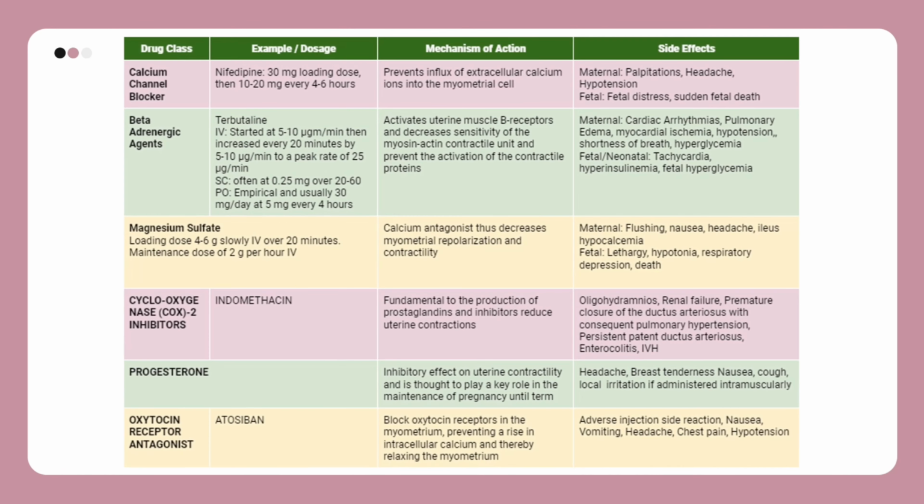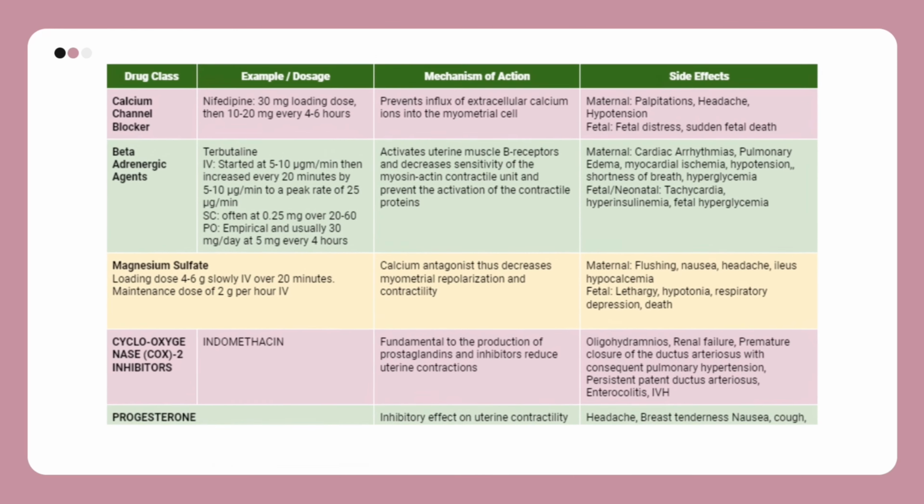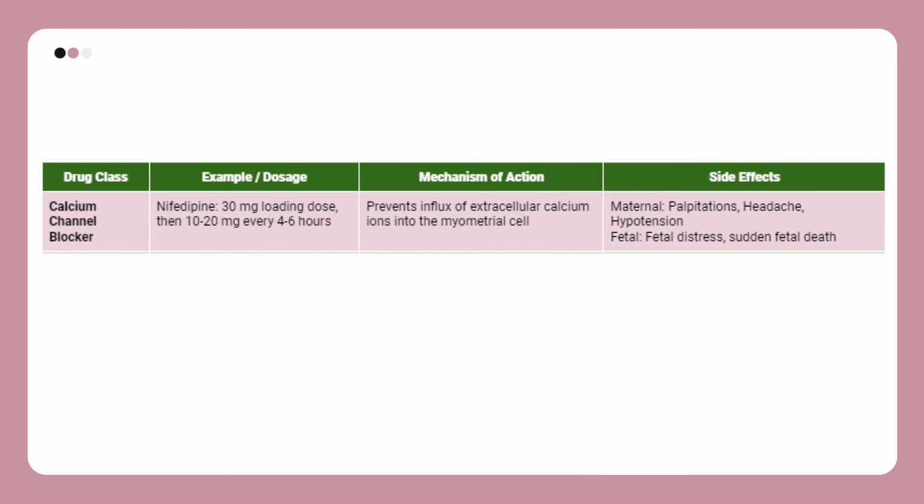All classes of tocolytics listed result in the suppression of uterine contractions by acting on various ion channels, receptors, and enzymes. Medical practitioners should also be aware of their dosing and potential adverse effects. Most current data seem to favor calcium channel blockers, such as nifedipine, as a tocolytic agent of choice due to its more acceptable side effect profile. It is usually given as a 30 mg loading dose and then 10 to 20 mg every 4 to 6 hours.